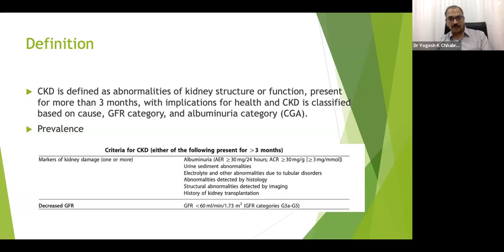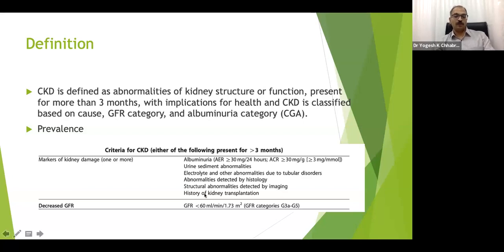If we read between the lines, the most important thing is abnormalities of kidney structure or function. In the definition, the GFR is defined, and stage 1 is where the GFR is more than 90. One would ask, when the GFR is normal, why are we classifying it as chronic kidney disease? Because some patients may have evidence of albuminuria, some may have urinary sediment abnormalities, and sometimes even electrolyte and other abnormalities persisting due to tubular disorders are also categorized into that part.